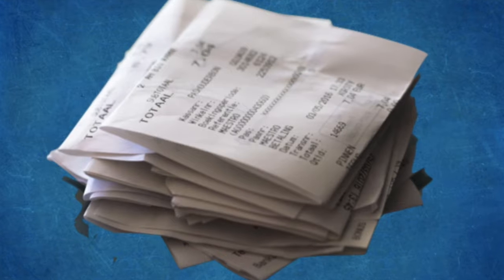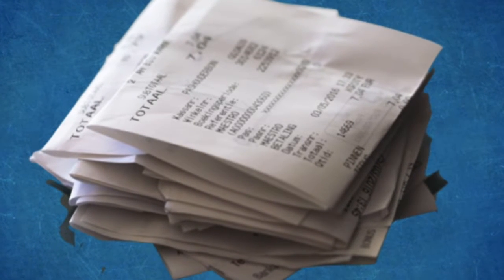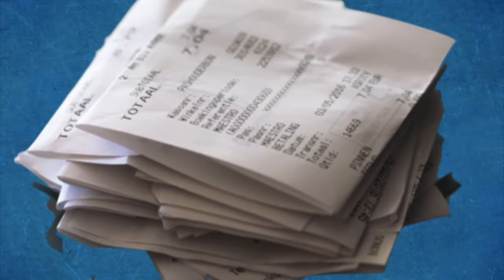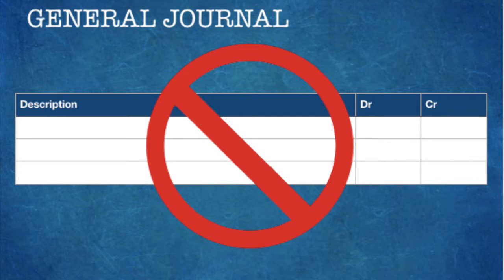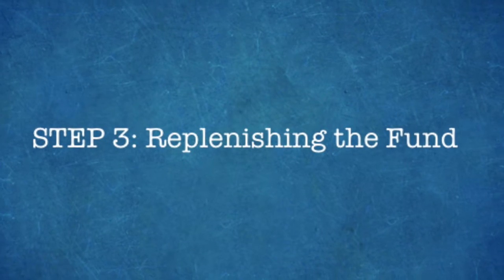An important part to remember as part of internal control is that the custodian must collect receipts for the use of any cash. In this step, no journal transactions are needed. The last step is replenishing the fund.